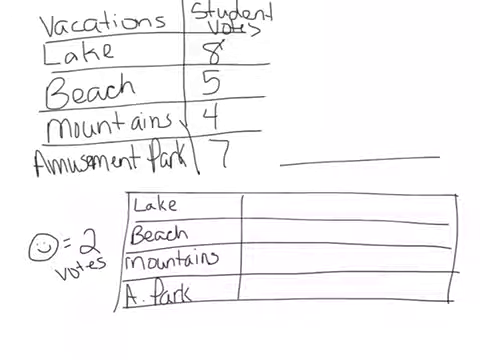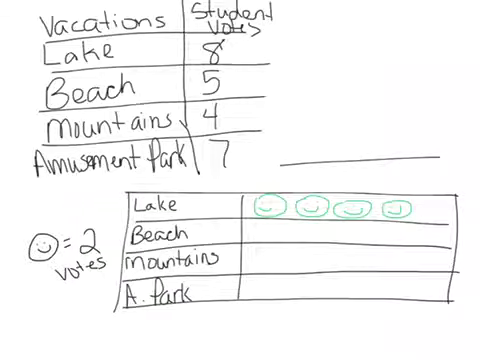All right, let's start with the lake. Now, at the lake, I had 8 students who chose the lake. Now, if each smiley face represents 2 votes, then I need to draw how many smiley faces? Your answer is 4. If I count by 2s, I can see that this represents 2, 4, 6, 8 students.